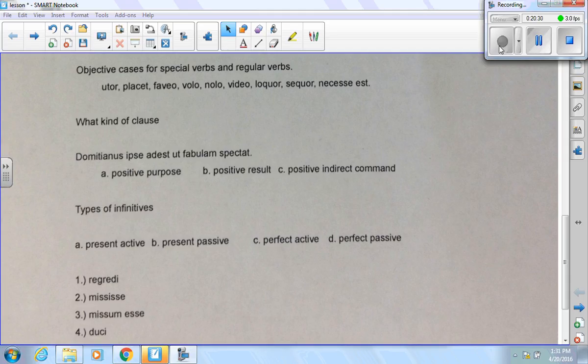Types of infinitives are important. You're going to get a list of words, or maybe it'll give you regretti, and you have to ask yourself, is that present active, present passive, perfect active, or perfect passive? Try those 5 right there. I bet you get one of them wrong.